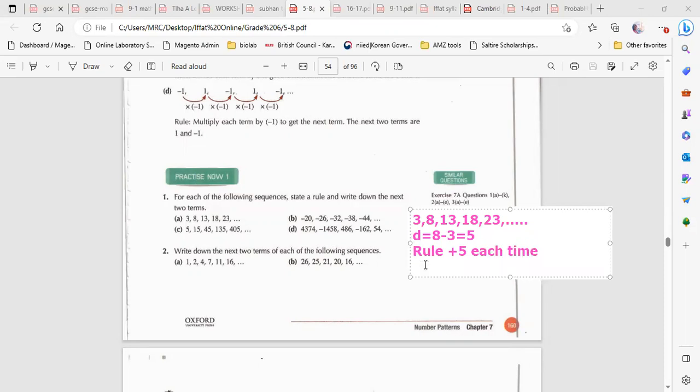Okay. After that, we are getting the next two terms. So when you have last term 23, so 23 plus 5, you will get 28. And 28 plus 5, you will get 33, right? So the next two terms will be 28 and 33. I hope you have understood and you can copy this. It is your part A.